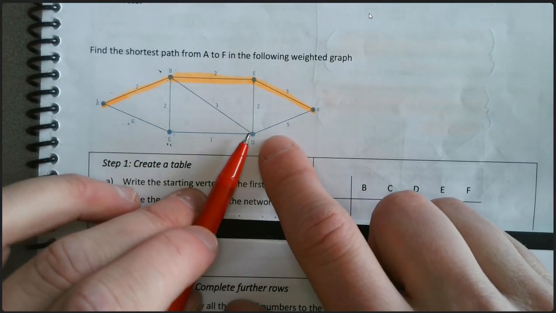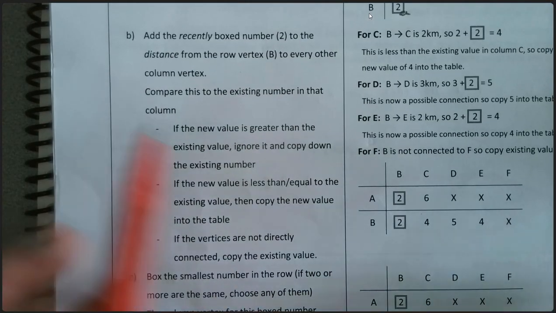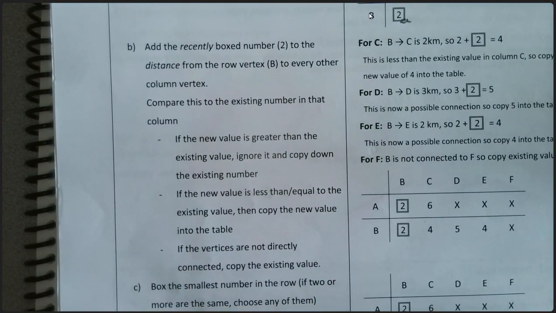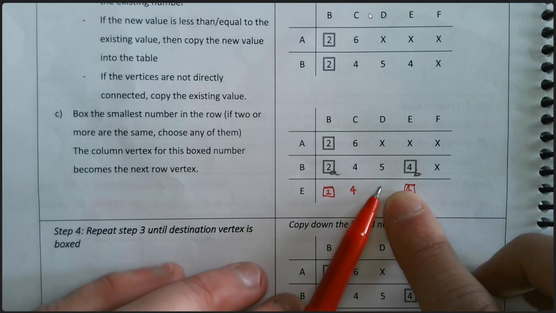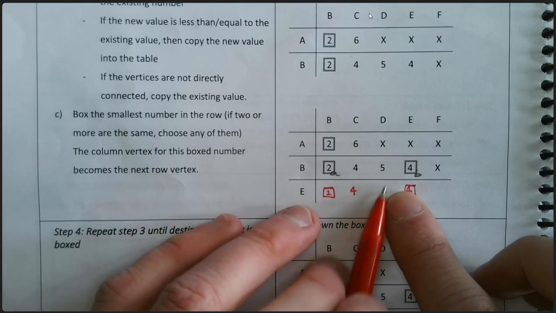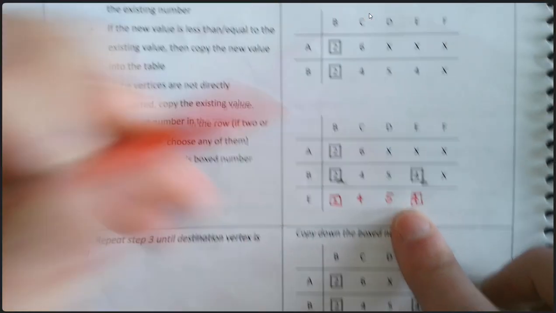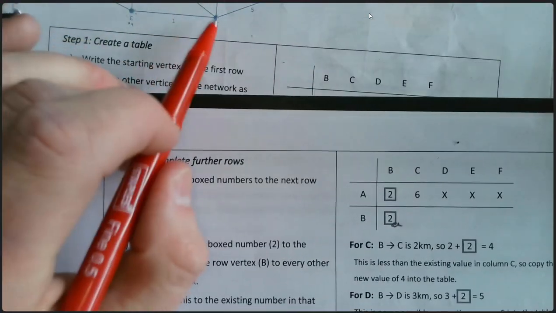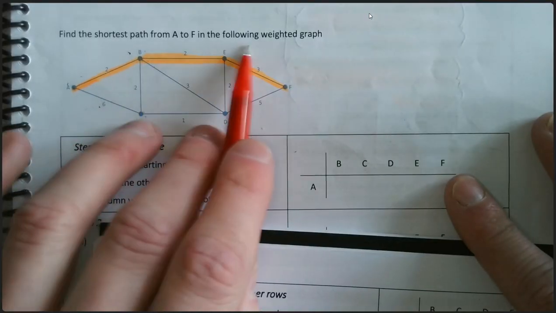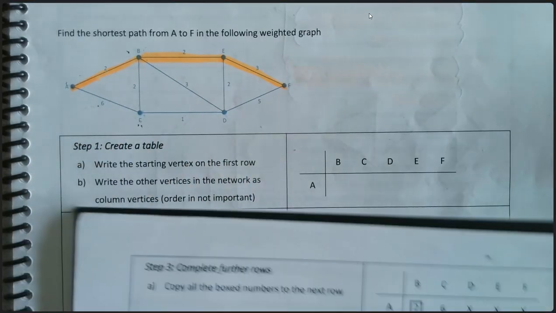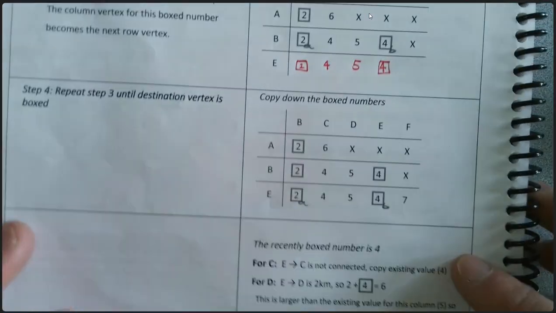E goes down to D and there's a 2. So then we need to ask ourselves the question, is 4 plus 2 better or worse than the 5 that we already can do to get to D? It's worse, so we keep the 5, right? The fastest way to D isn't via E. It's faster to just go there than there, rather than go via this node or vertex.